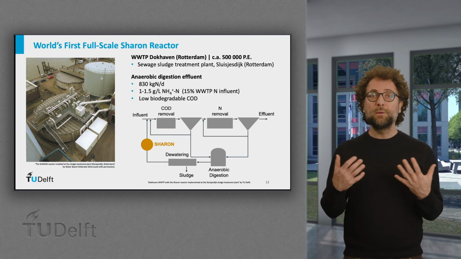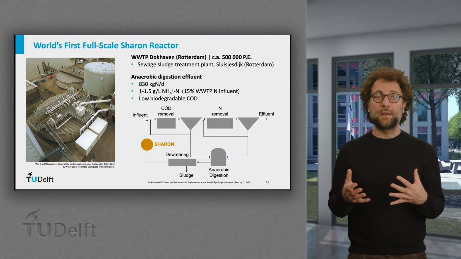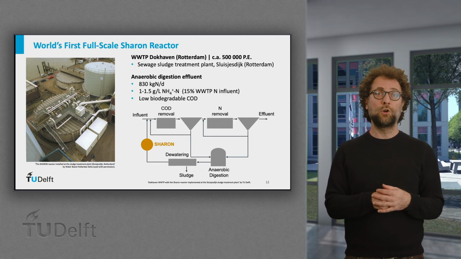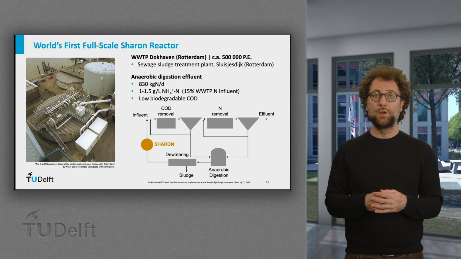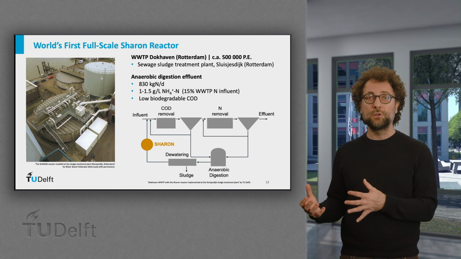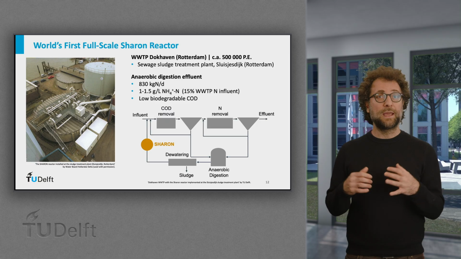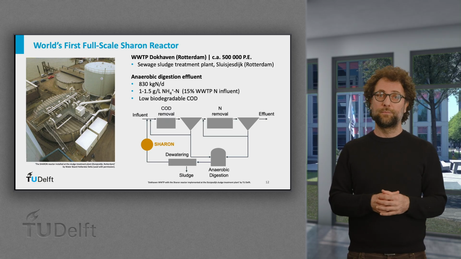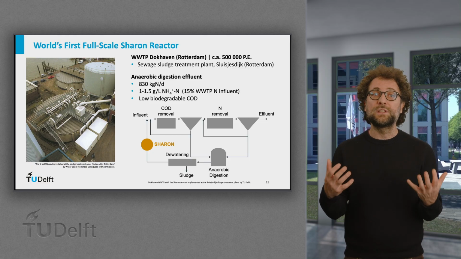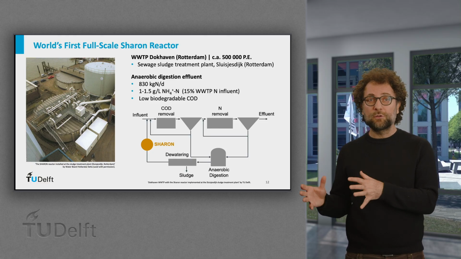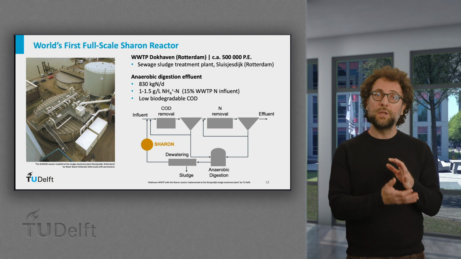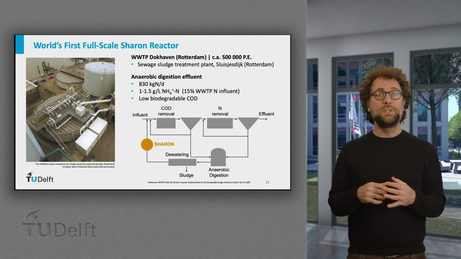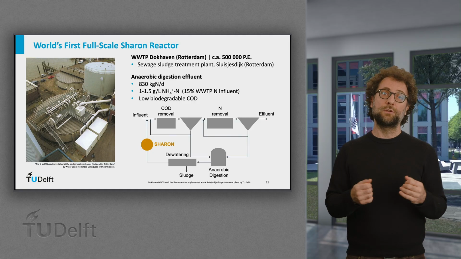The process was implemented to treat the reject water from an anaerobic digestate dewatering facility in the Dokhaven wastewater treatment plant, with high nitrogen and low COD concentrations, and accounting for about 15% of the total nitrogen load. In this initial design, the effluent of the Sharon process was recirculated to the inlet of the conventional wastewater treatment plant to be denitrified with the influent COD.